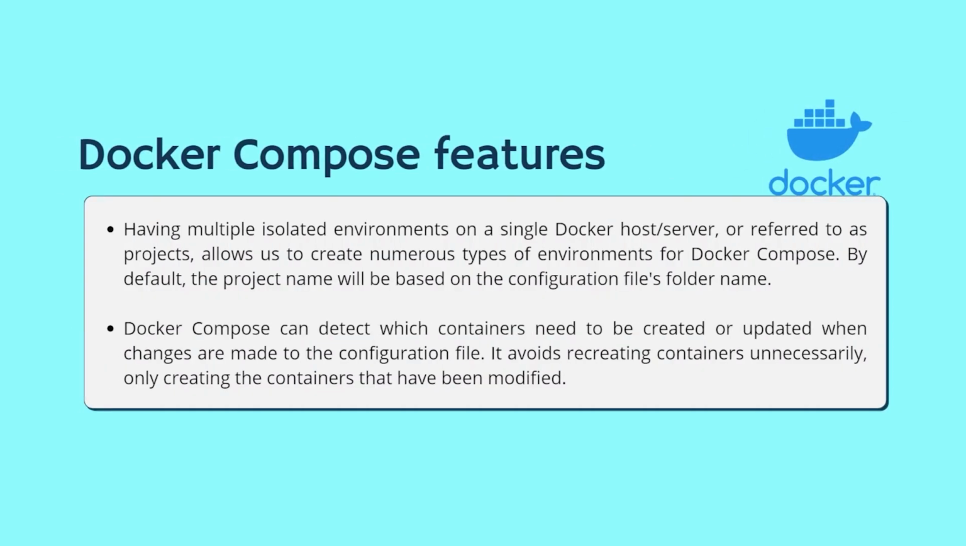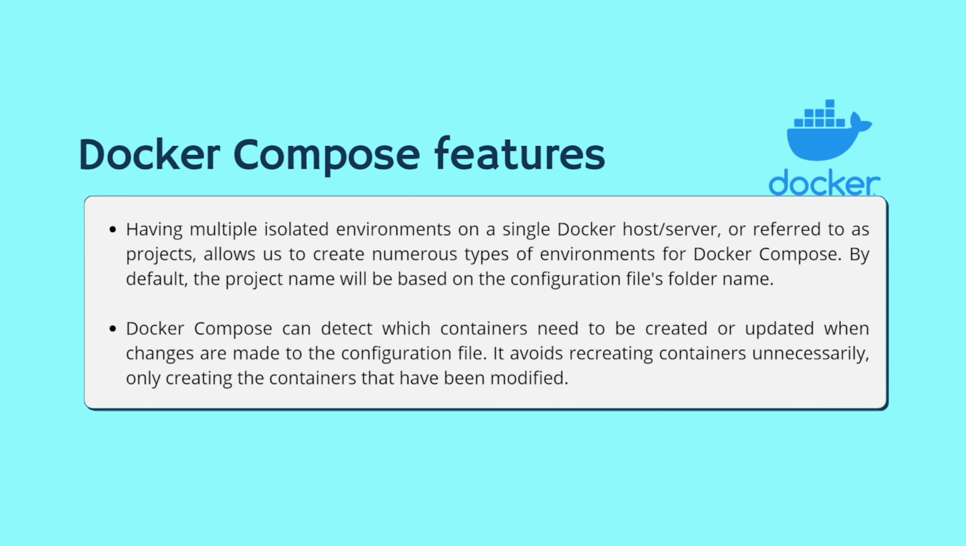Having multiple isolated environments on a single Docker host server, referred to as projects, allows us to create numerous types of environments for Docker Compose. By default, the project name will be based on the configuration file's folder name. Docker Compose can detect which containers need to be created or updated when changes are made to the configuration file. It avoids recreating containers unnecessarily, only creating the containers that have been modified.